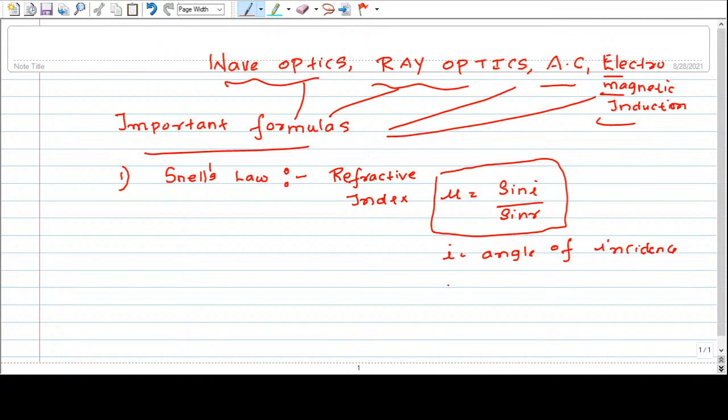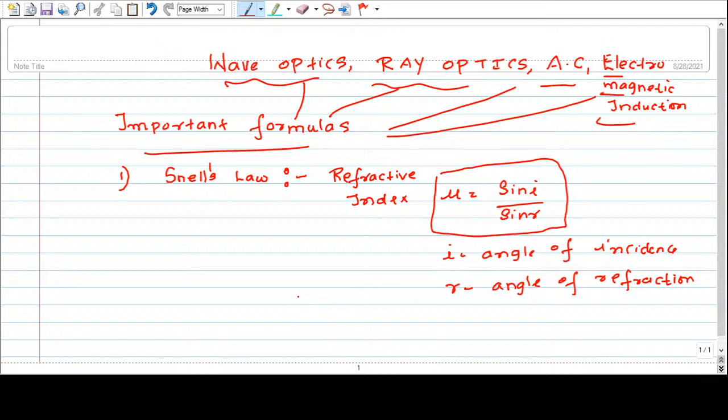So today some 15 minutes will be spent on the formulas. Don't think it is a waste of time. Formula is very important. So this is the first formula. With the help of this formula we are going to do one sum today which was asked in NEET 2018. So the first formula is written.